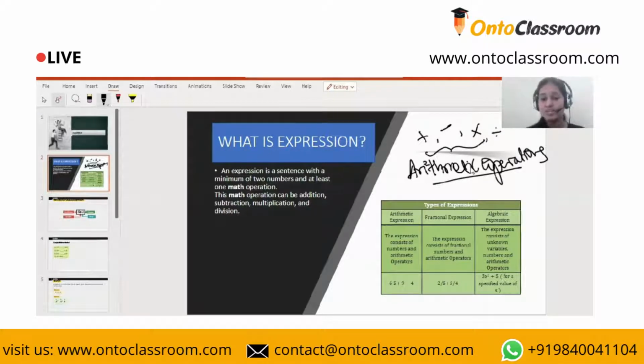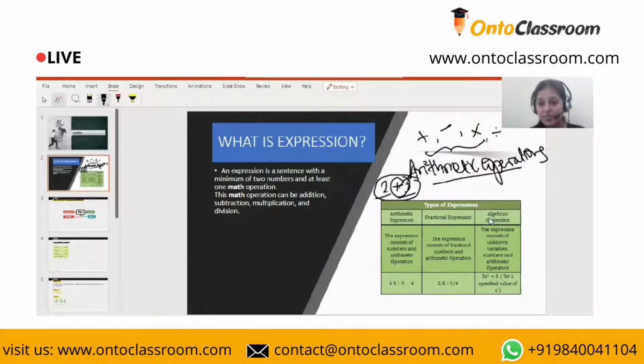Now, what is an expression? An expression is a sentence with a minimum of two numbers and at least one math operation. Suppose there's a number 2 and another number 3, and we have an operation in between, suppose addition. This is an expression, which contains a minimum of two numbers and one math operation.